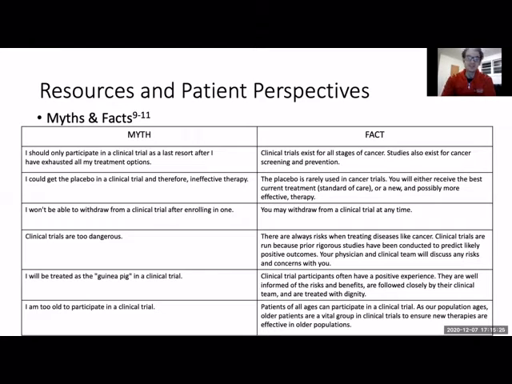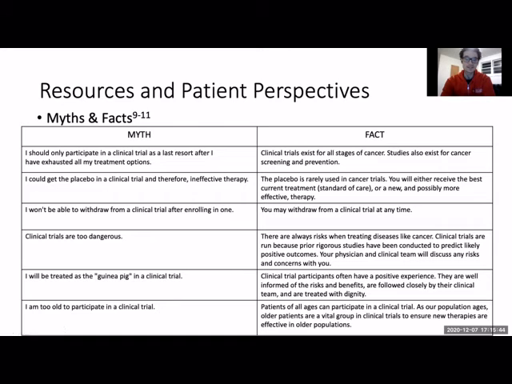So one myth is, I should only participate in a clinical trial as a last resort after I've exhausted all of my treatment options. In fact, clinical trials exist for all stages of cancer. And as Sarah mentioned, studies also exist for cancer screening and cancer prevention.